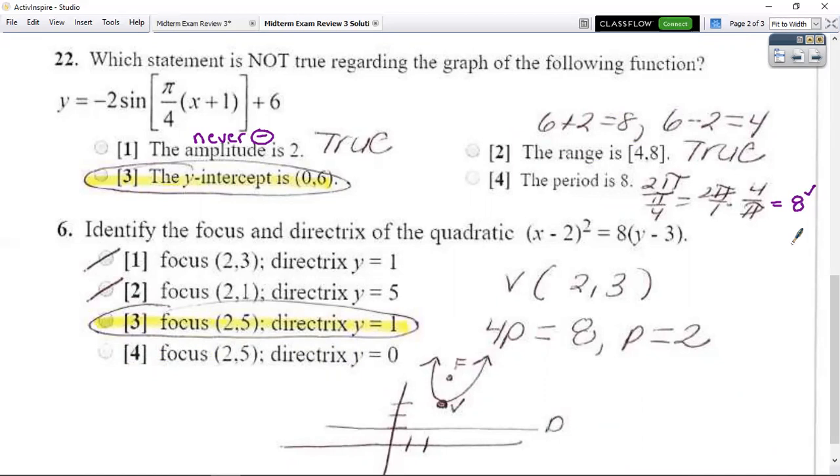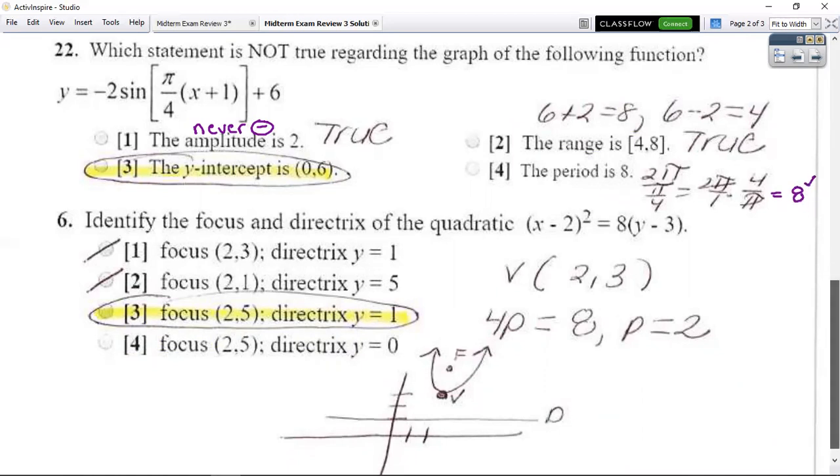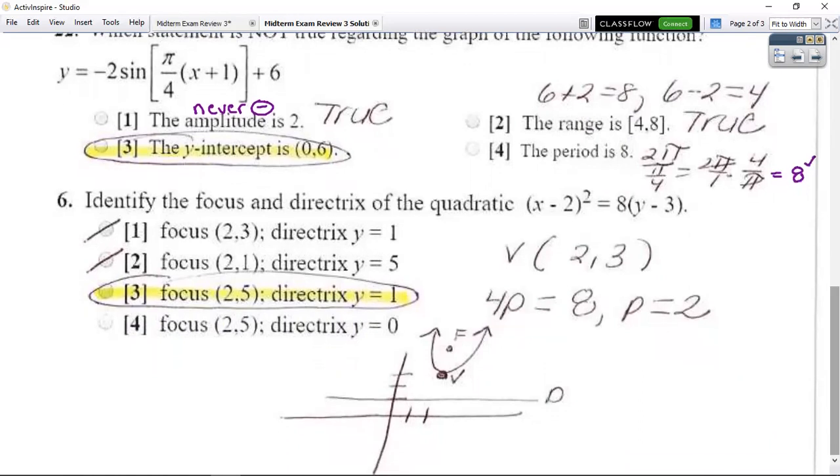All right, how is 22? Okay, lastly. So number 6, identify the focus and the directrix. Again, directly underneath this. The negative 2 becomes 2. The negative 3 becomes a vertex value of 3.